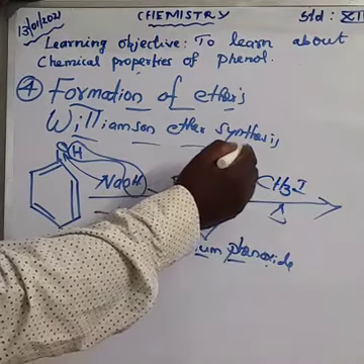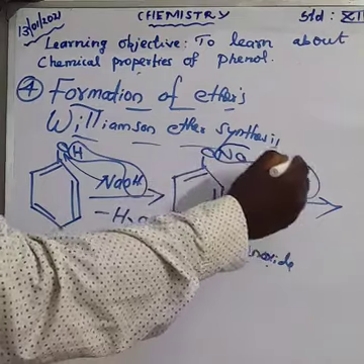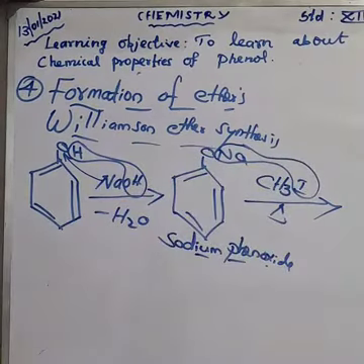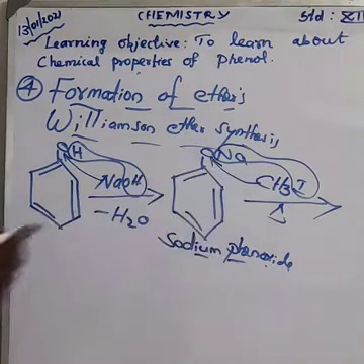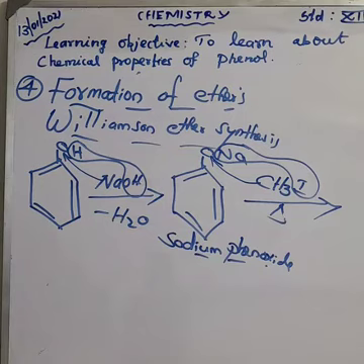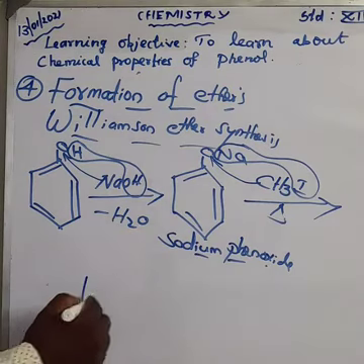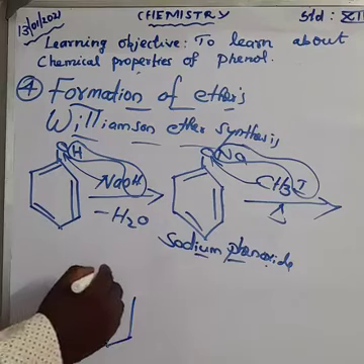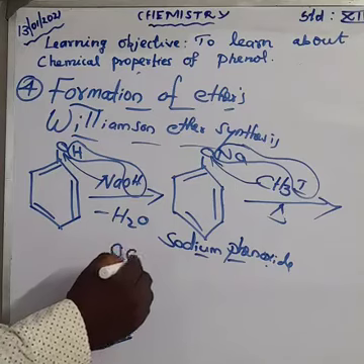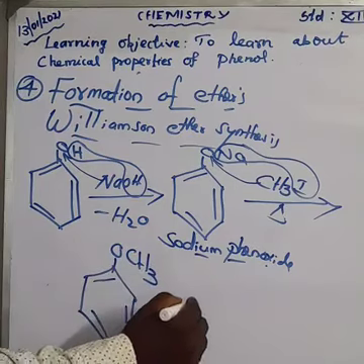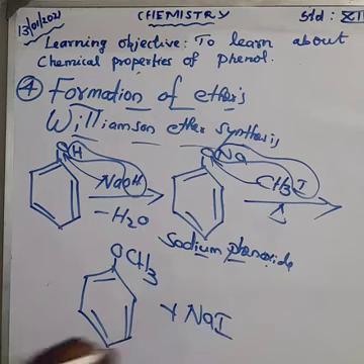This sodium combines with iodine, we get sodium iodide. That is NaI. So, the CH3 group is attached to oxygen. Am I right? We get sodium iodide. Clear?